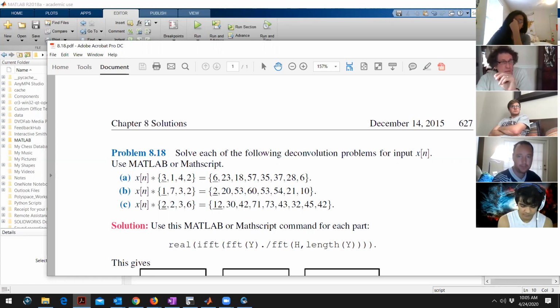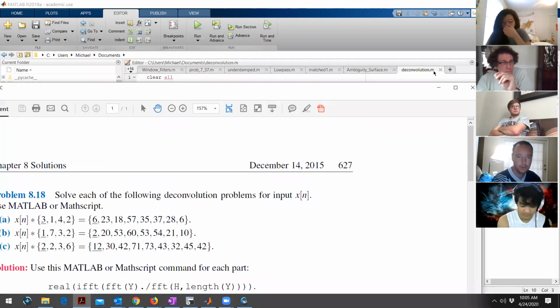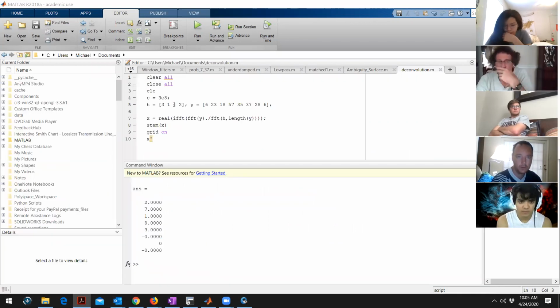So what I did, if you want to do deconvolution, I simply wrote down what H is. And if you look in your book, you should see this. It should say 3, 1, 4, 2. And then Y is 6, 23, 18, 57, 35, 37, 28, 6. Do y'all see that?